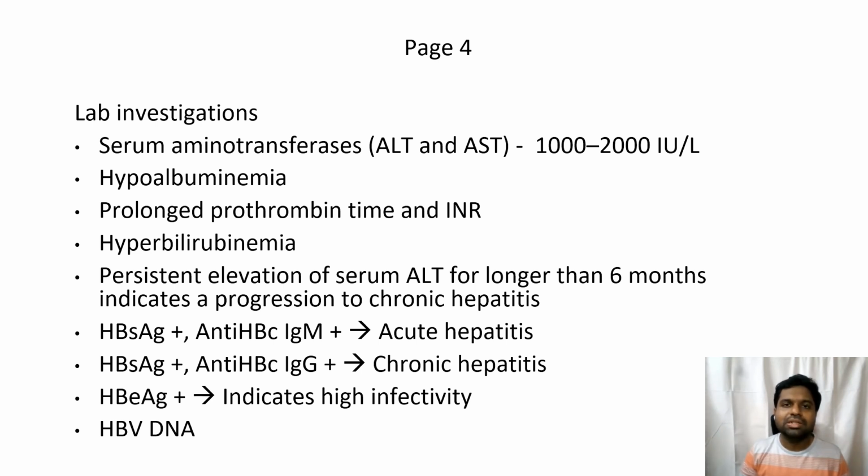Usually in acute and chronic hepatitis, we are going to have HBsAg positive, but IgM is going to be positive in acute cases, whereas IgG will be positive in chronic cases. HBeAg indicates infectivity. Similarly, we can also do HBV DNA viral count, which can be used for quantification of the viral load that is present in our body.